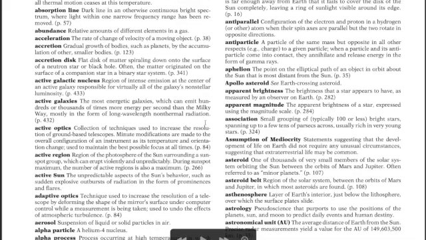Okay? Next, acceleration. The rate of change of velocity of a moving body is called acceleration. Okay?